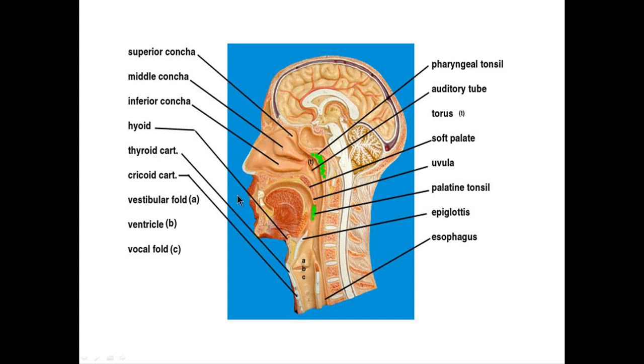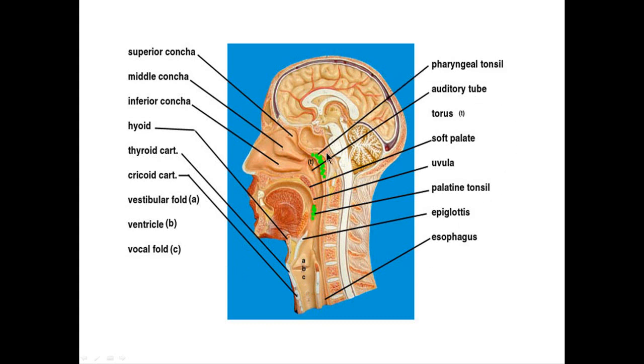Here's some major cartilages. There's the hyoid cartilage, which you can palpate on yourself. The thyroid cartilage, which you can palpate on yourself, and it protects the larynx. There's the cricoid cartilage, the only complete ring in the respiratory system. And down in the larynx, here labeled A, B, and C, are the vestibular fold, the ventricle, and the vocal fold. And just to note, the vocal fold, C, is known as the true vocal cord. A, the vestibular fold, is the false vocal cord.